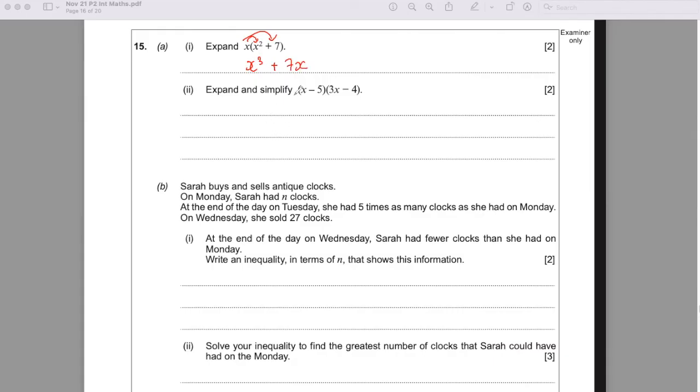B, expand and simplify x minus 5 times 3x minus 4. So again, this is a double bracket. You're going to multiply everything out. Start with the x first. X times 3x will be 3x squared. X times minus 4 will be minus 4x. Minus 5 times 3x is minus 15x. And minus 5 times minus 4 is plus 20. Okay? And you can always simplify the one in the middle. So 3x squared, take away 19x, plus 20. And that is your final answer.